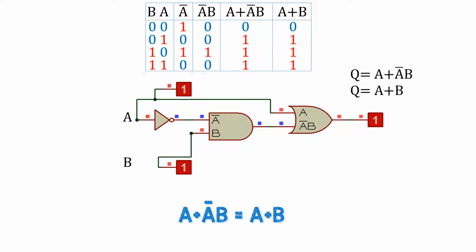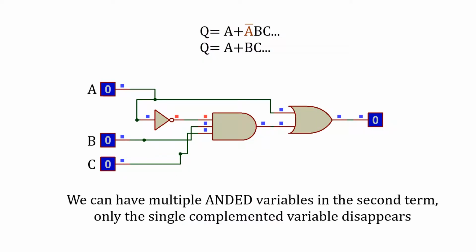And this is just a quick animation to go through the truth table a few times. We can have multiple ANDed variables in the second term, and only the single complemented variable disappears. So if Q is A or not A B C, that's the same as A or B C. So it doesn't matter how many terms are ANDed in the second term, only the complemented one disappears, and we'll talk more about that in a second.